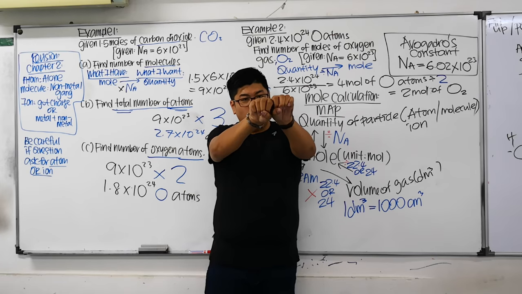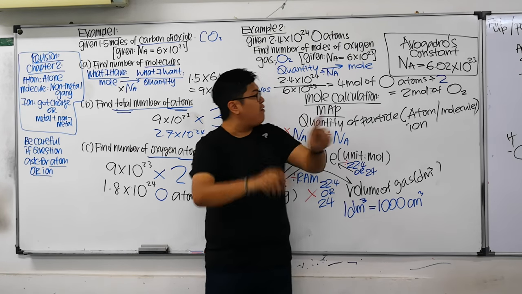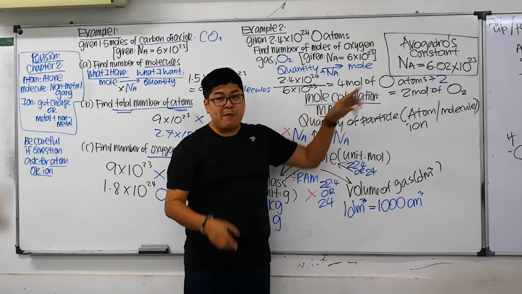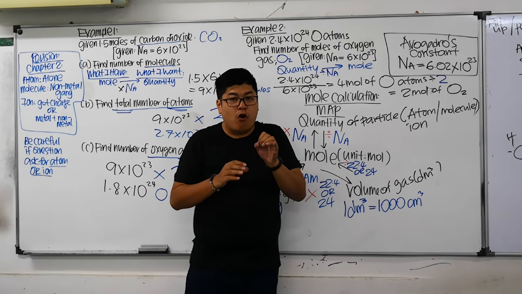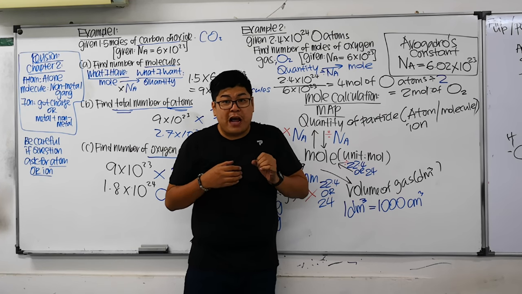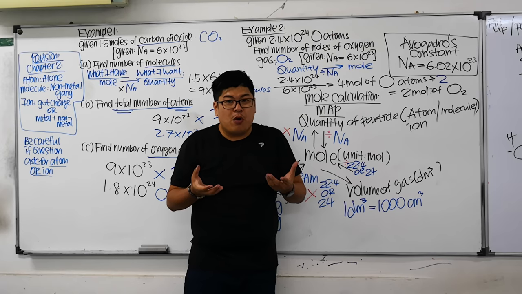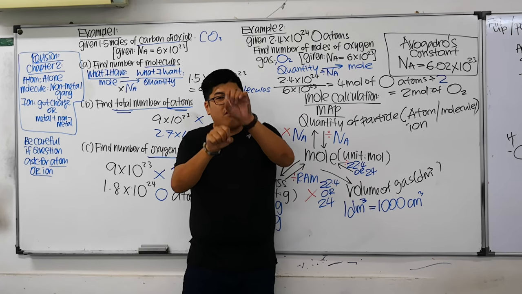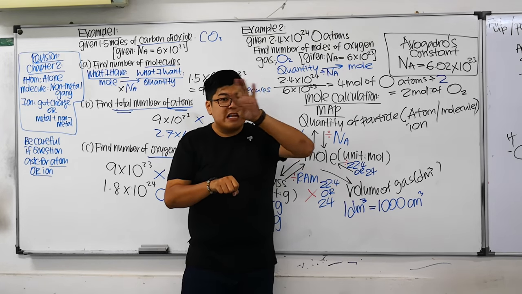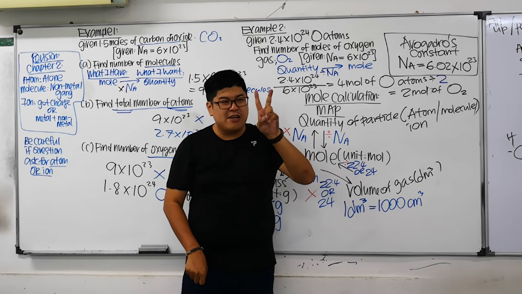2 O atoms can only form 1 O2. I get 4 mole of O. Imagine I got 4 dozen of O. I don't want O, I want to find how many dozen of O2. So I know every 2 O can form 1 O2. So 4 divided by 2, I got 2 dozen of O2.